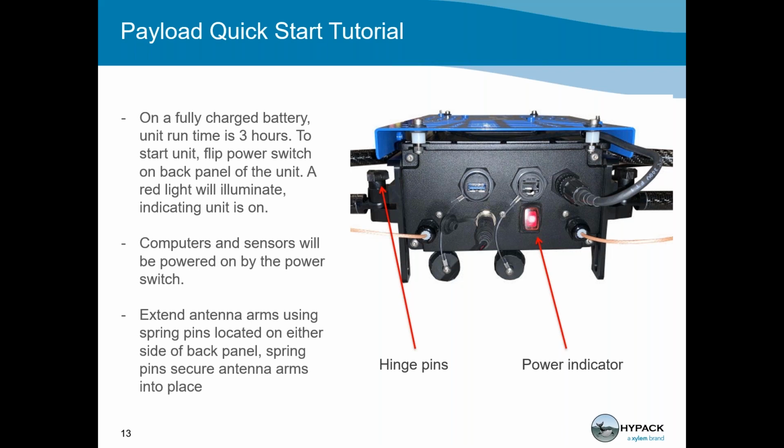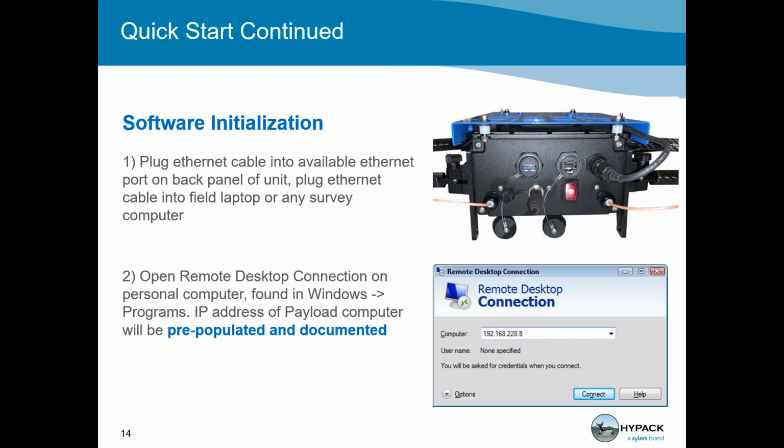I also have here the hinge pins labeled that you open to extend the antenna arms. You open those spring pins, extend the antenna arms, guide the spring pins into place, which will securely hold the antenna arms so you can survey at altitude with the UAV without worrying about your antennas moving and affecting your data.